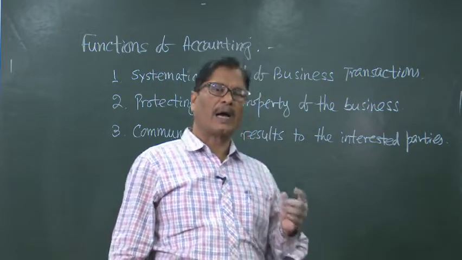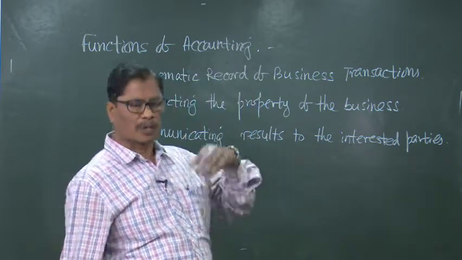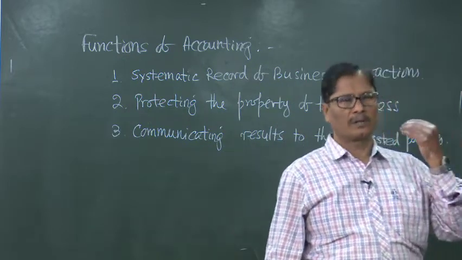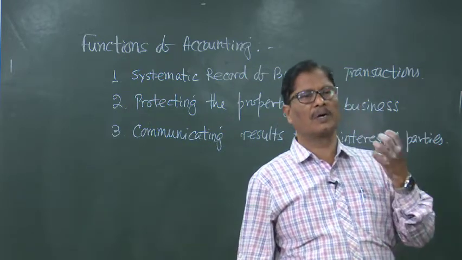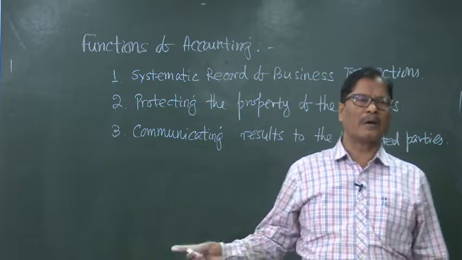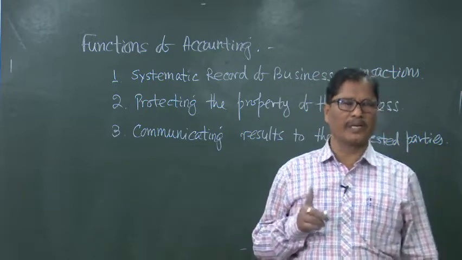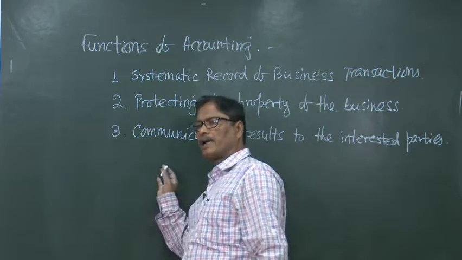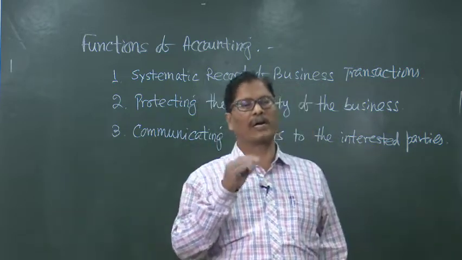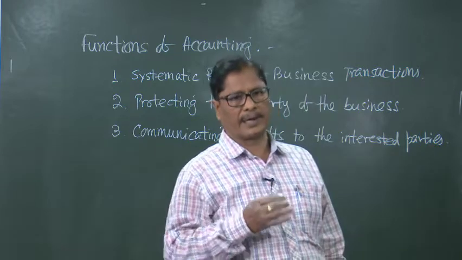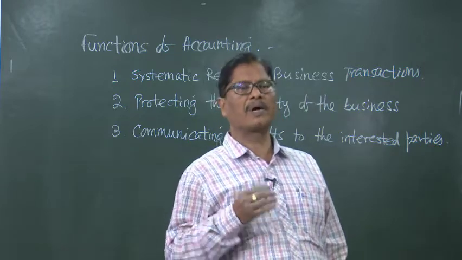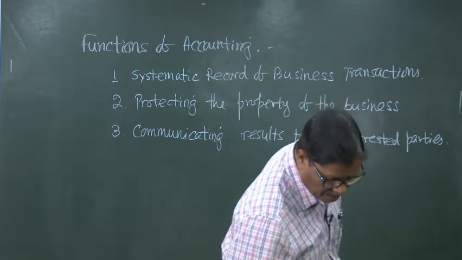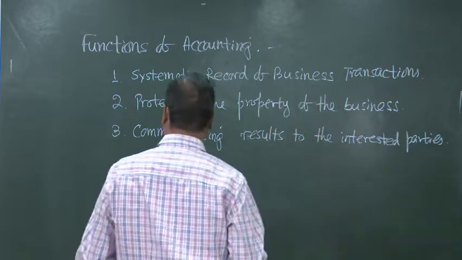the result, and intimate it to the top management, to the other users, to the society, to the government, to everybody, as we have already discussed the users of accounting. So, both external as well as internal users are there. To them the accountant will have to communicate the results. Communicate the results means the profit or loss. Then the last one is compliance with legal requirement.